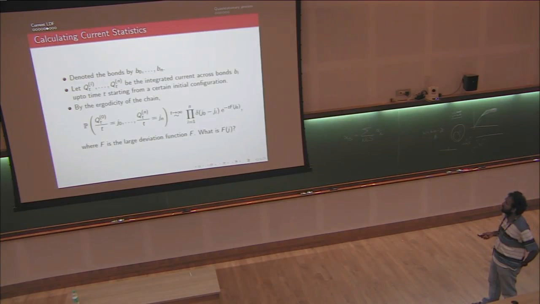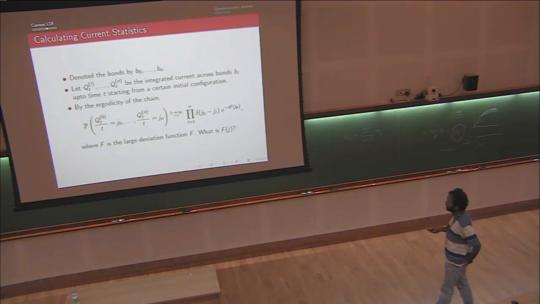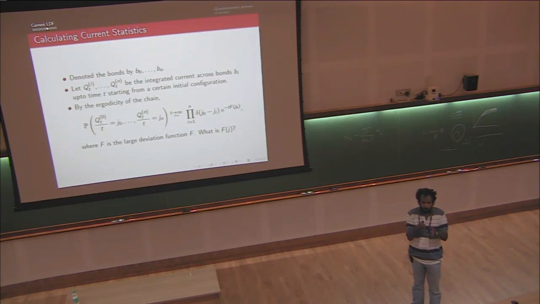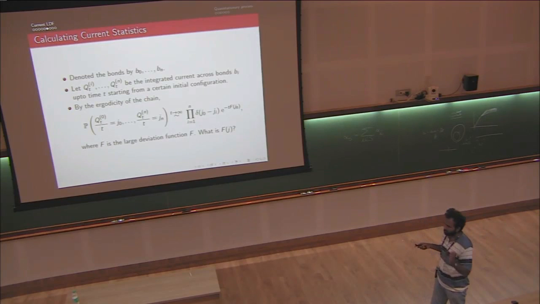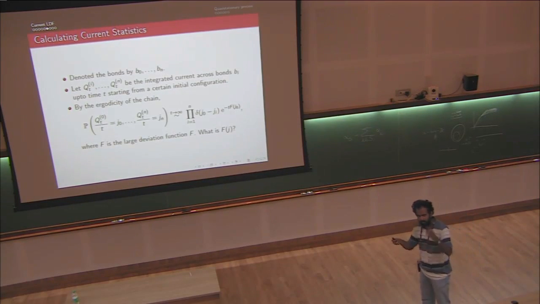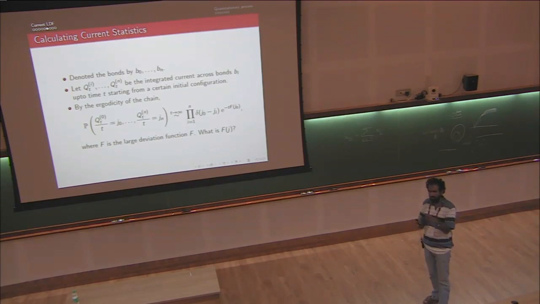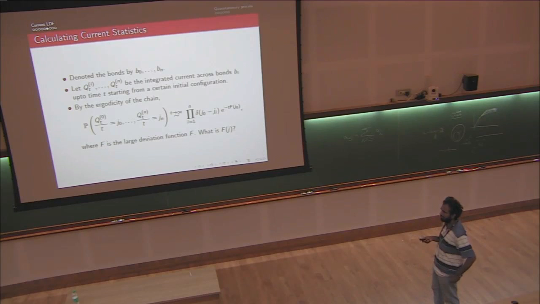Okay. So now I'm interested in the current statistics. So for each bond, I place a marker, I calculate the total integrated current. So Q sub T super i is the integrated current across bond i, which is between site i minus 1 and i. And if you're an experimentalist, you keep a detector there and you track how many are going in time t and you divide it by t.